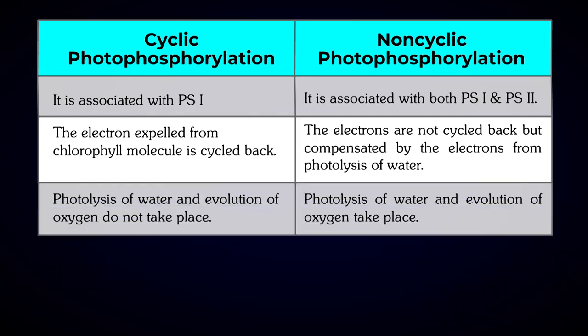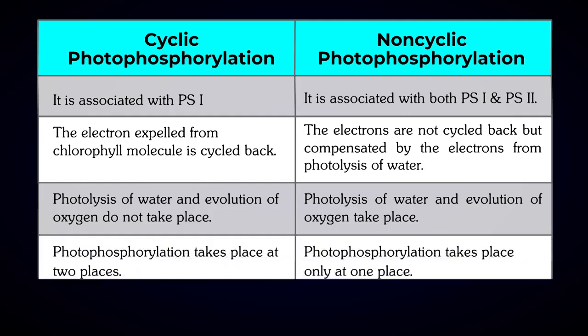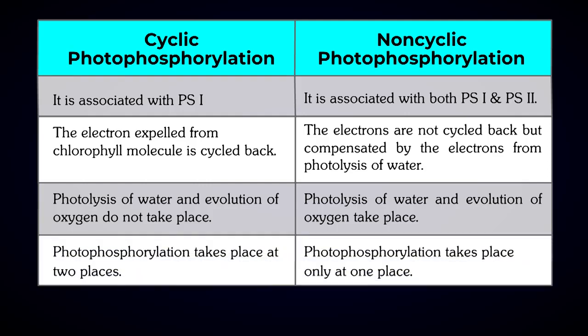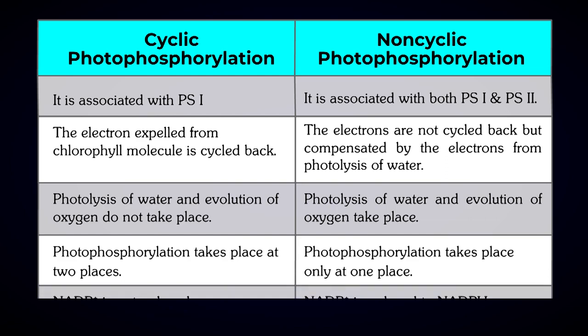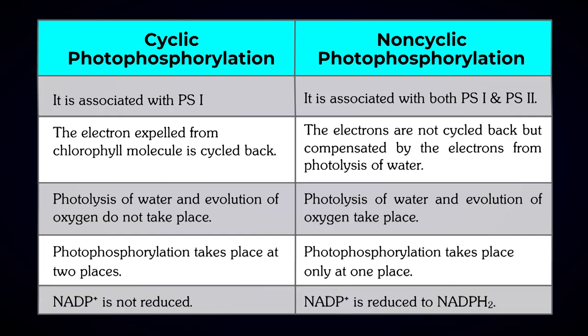In cyclic photophosphorylation, the photolysis of water and evolution of oxygen do not take place. Photolysis of water and evolution of oxygen takes place in non-cyclic photophosphorylation. In cyclic photophosphorylation, photophosphorylation takes place at two places. In non-cyclic photophosphorylation, photophosphorylation takes place only at one place. In cyclic photophosphorylation, NADP+ is not reduced. NADP+ is reduced to NADPH2 in non-cyclic.